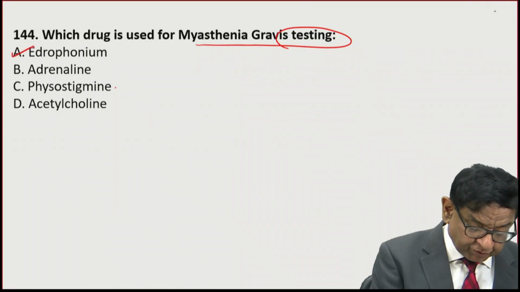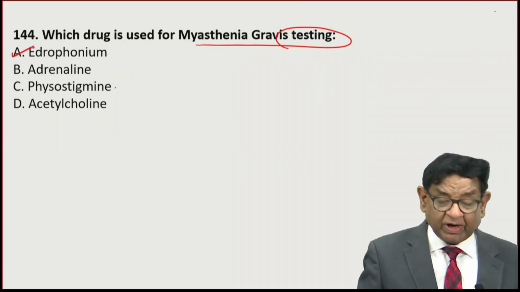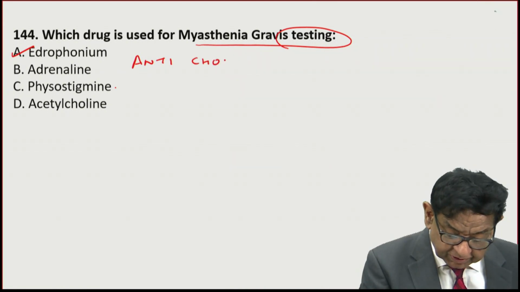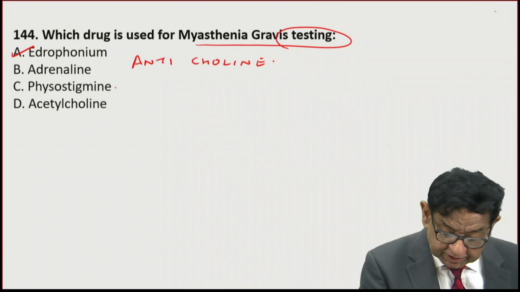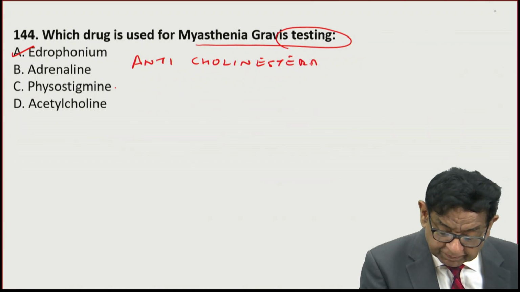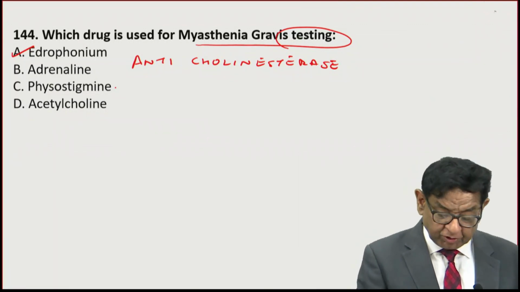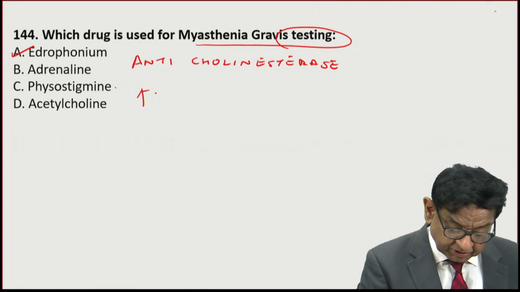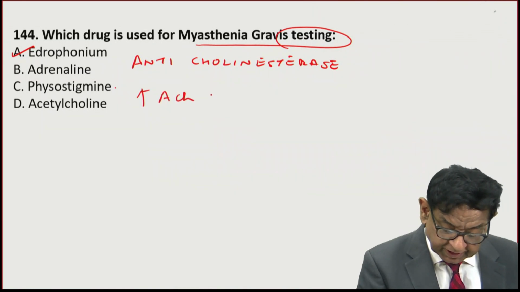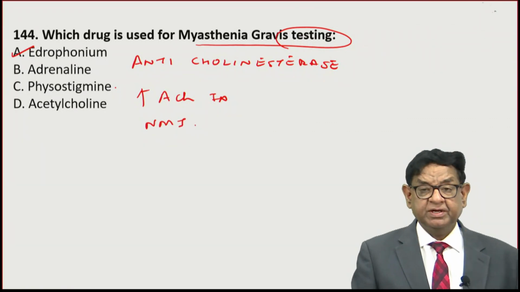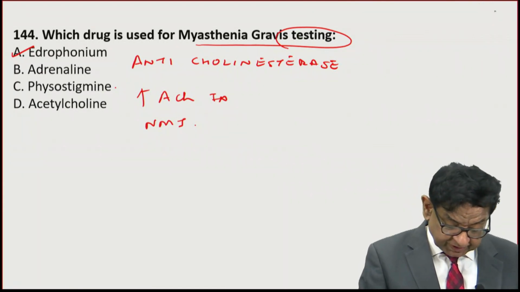The answer is edrophonium. Well, why do we use this drug? Because it's a short-acting anti-cholinesterase drug, and that increases the concentration of acetylcholine at the neuromuscular junction. Okay. Well, before I proceed further, let me discuss more about how we diagnose a case of myasthenia gravis.